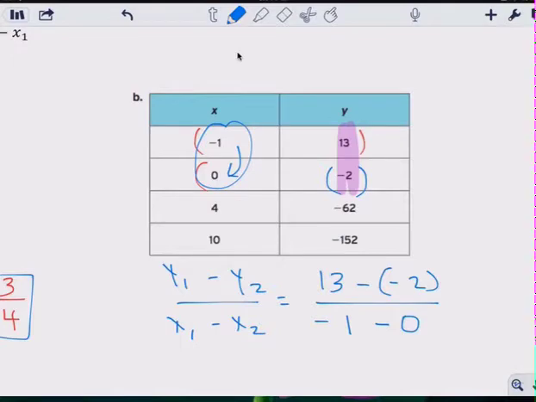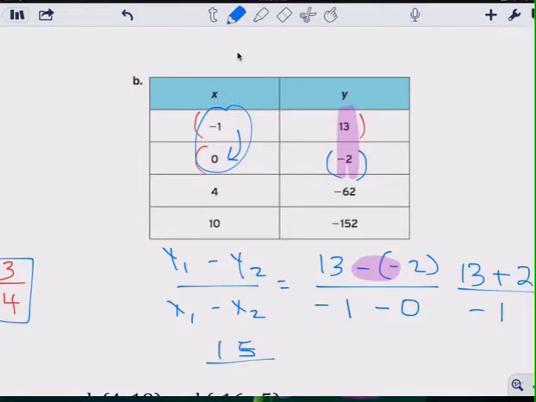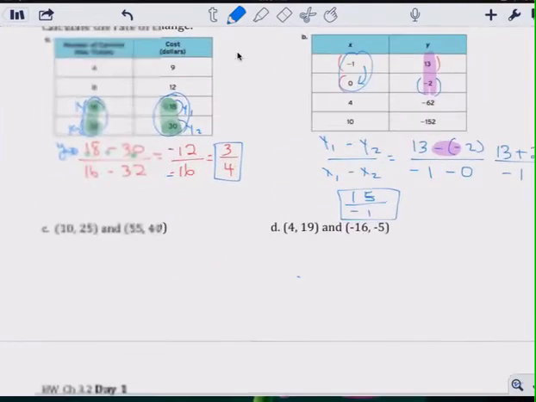Alrighty. These two, you add them together. So it's 13 plus 2 over a negative 1. So that's 15 over negative 1. That is your rate of change, or that is your slope.